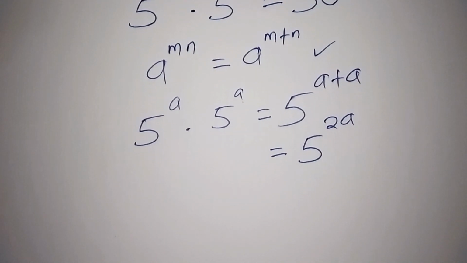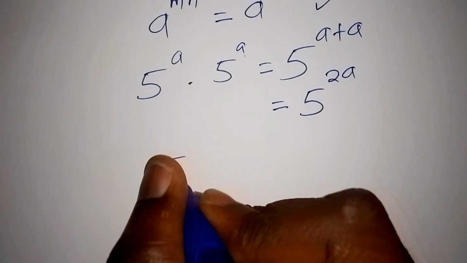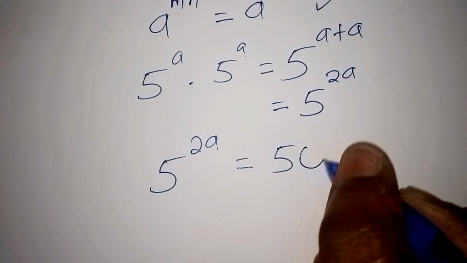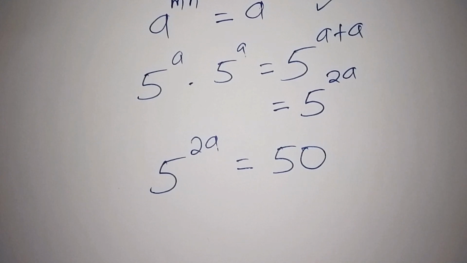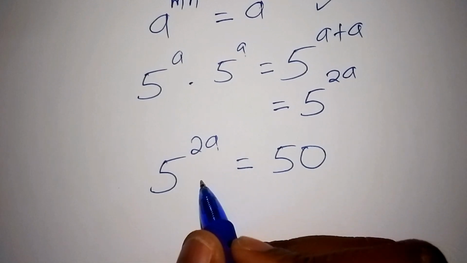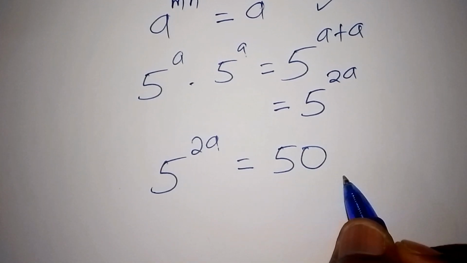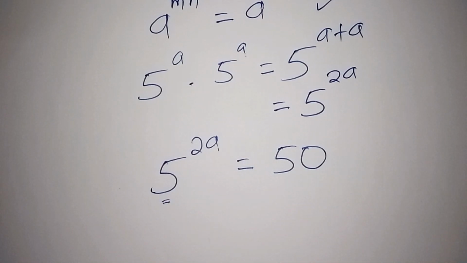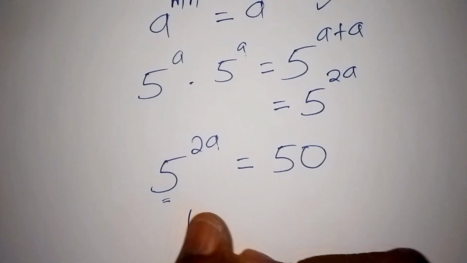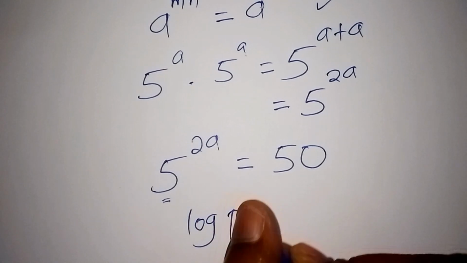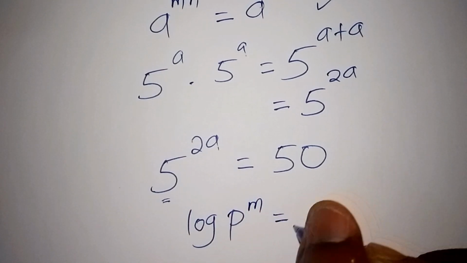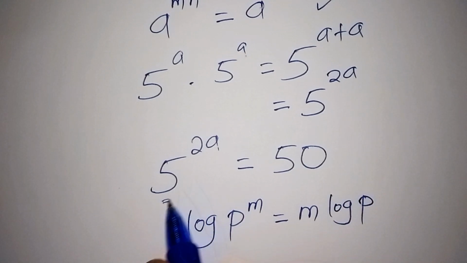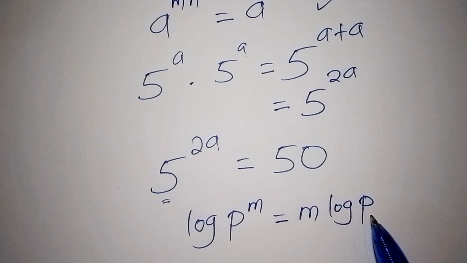So let's now work it out. 5 to the power of 2a is equal to 50. We are still being told to work out the value of a. In this case we have the whole number, that is 50. 5 is the base, then 2a is the index. Assuming we have the log of p to the power of m, this can be written as m log p. So let's change 5 to the power of 2a into the form m log p.